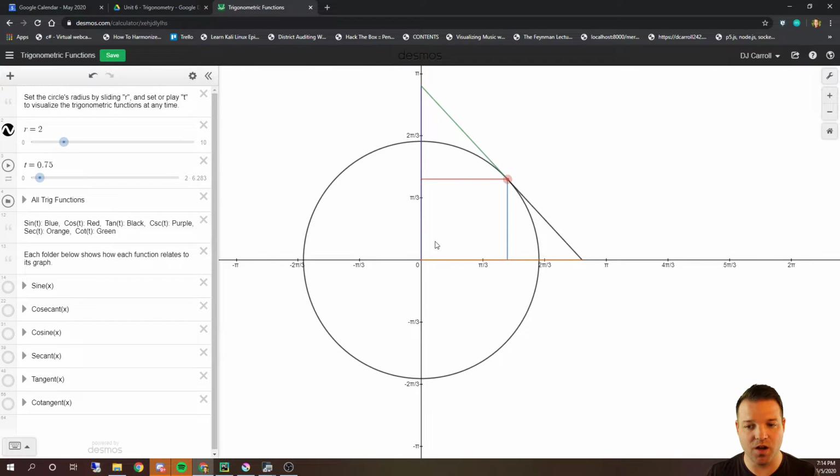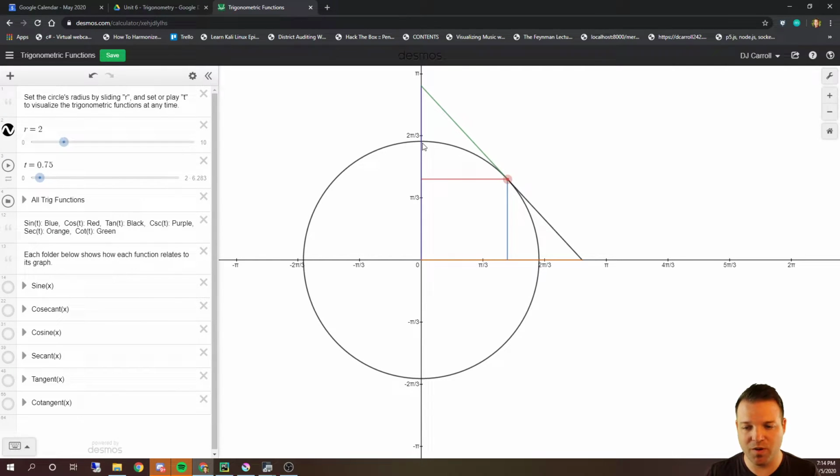Whatever the tangent of this angle is. The green line is going to be the cotangent, the length of this thing. The orange one, if you can see this down here, it might be kind of tough to see these colors, the orange one is the secant. So if I did secant of this reference angle, then I would get the length of this line.